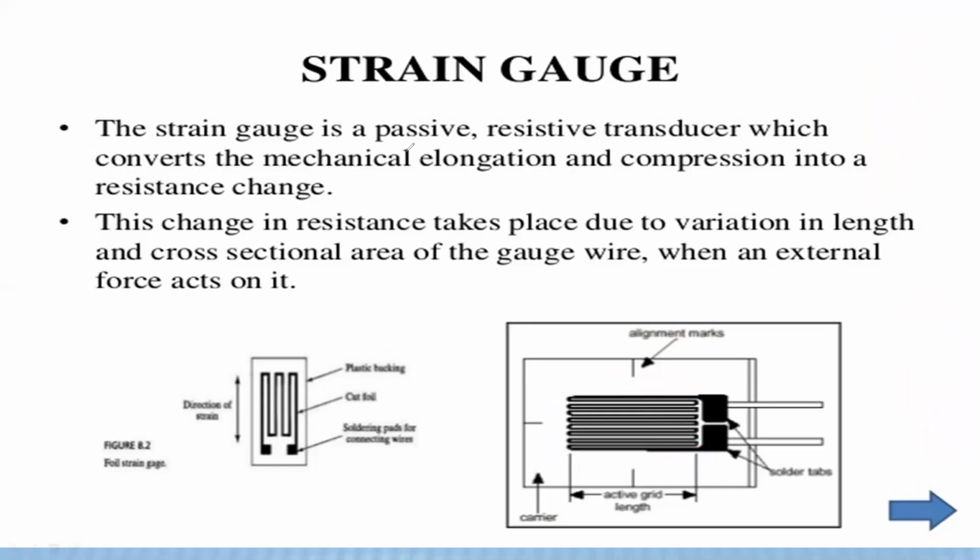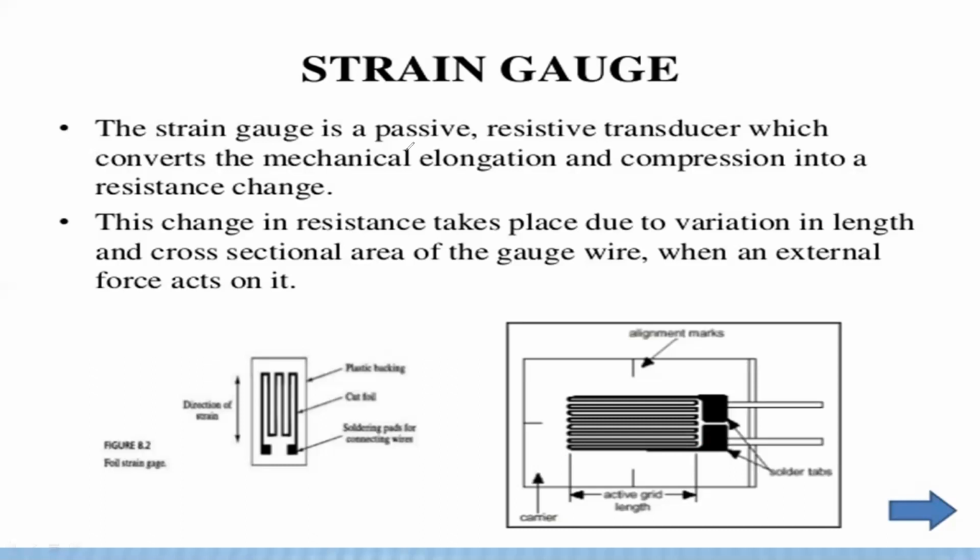So the strain gauge is a passive resistance transducer which converts the mechanical elongation and compression into a resistance change. Whenever we apply forces on that strain gauge, it should be elongated. If the forces are tensile forces, or compressive forces, any type of forces acting on that strain gauge, it should be elongated. So in that elongation or compression, the mechanical forces are converted into electrical resistance. The electrical resistance is developed in that strain gauge.